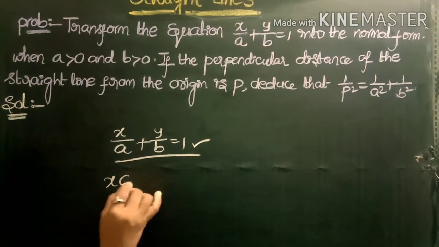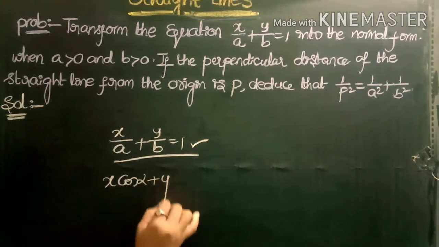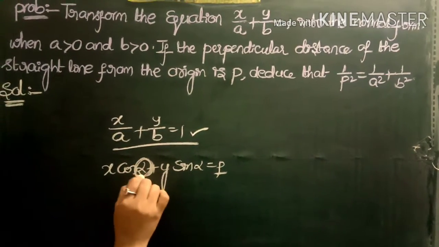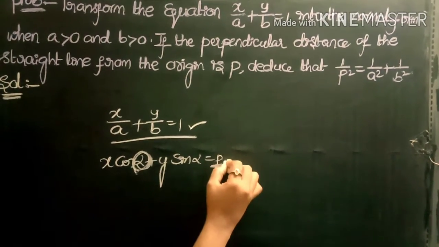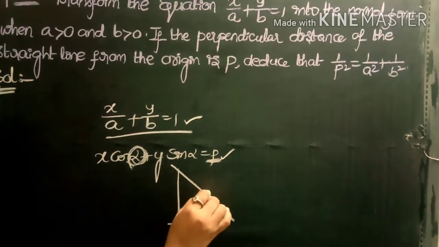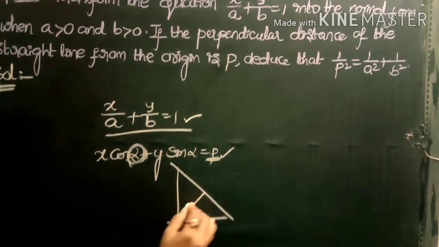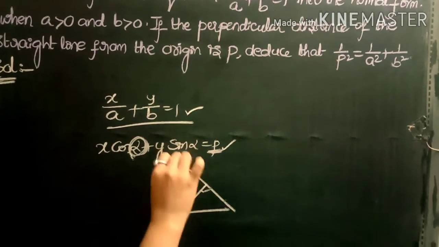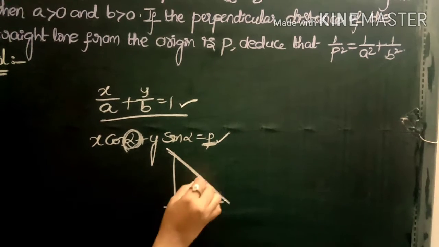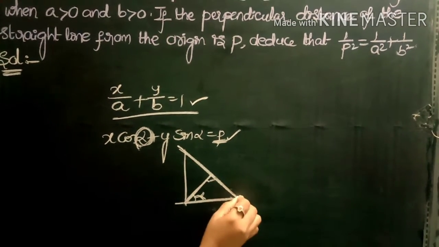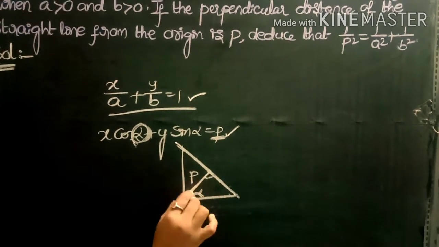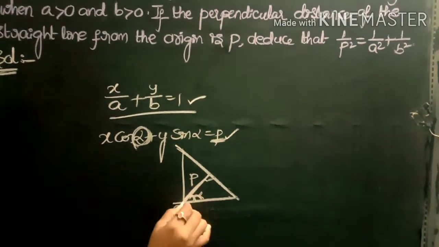Now we want to find the normal form of this equation. What is the normal form? x cos alpha plus y sin alpha is equal to p. Here alpha is the angle made by the normal with the x-axis and p is the perpendicular distance from the origin to the straight line. Suppose this is the given line and this is the normal of the straight line, that is the perpendicular of the straight line. Here alpha is the angle made by this normal with the positive x-axis, and p is the perpendicular distance from the origin to the straight line.